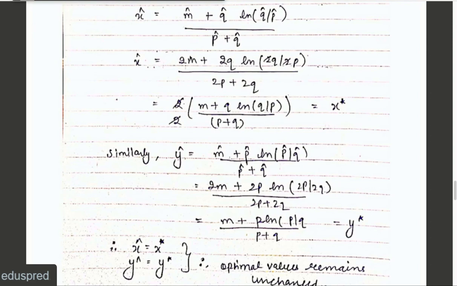Overall, you will see that here your 2 and 2 get cancelled, and after I take the 2 common, that would be m plus q ln (q divided by p) whole divided by p plus q, and you have 2 common from the numerator and 2 common from the denominator, which will get cancelled. So your x hat is equal to x star, where your x hat was the new demand. Similarly, your y hat will be equal to y star. x hat is equal to x star and y hat is equal to y star. Your optimal values remain unchanged.